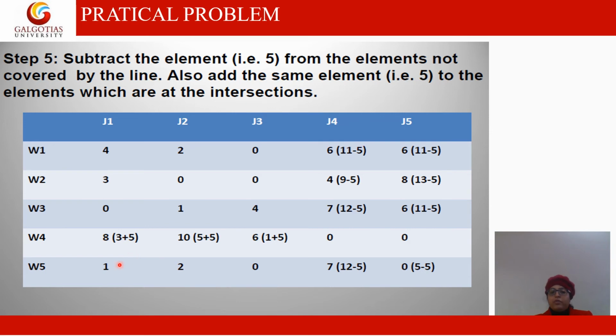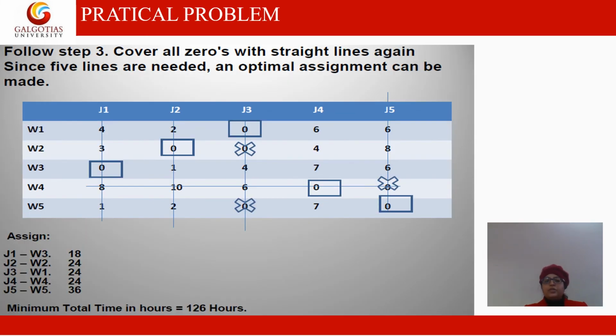In row 5, we find that the first three elements were the covered elements. So I am going to subtract the minimum value 5 from the uncovered elements of that row. That will be 12 minus 5 is 7, 5 minus 5 is 0. Now after following step 3, we are going to cover all the elements with the straight lines again. And since 5 lines are being formed, the optimal assignment can be made.